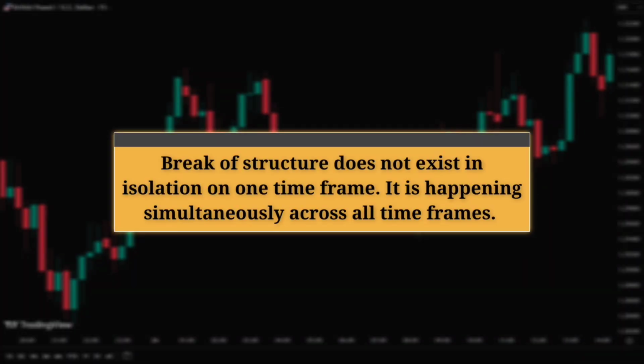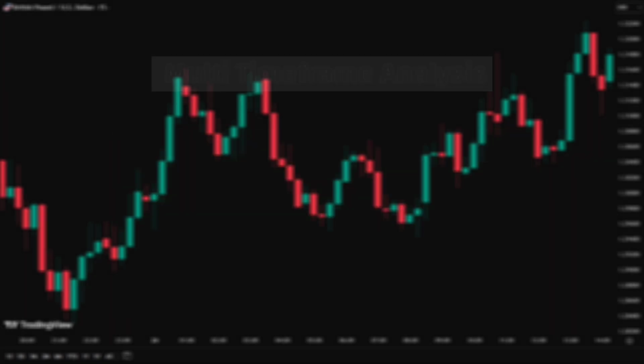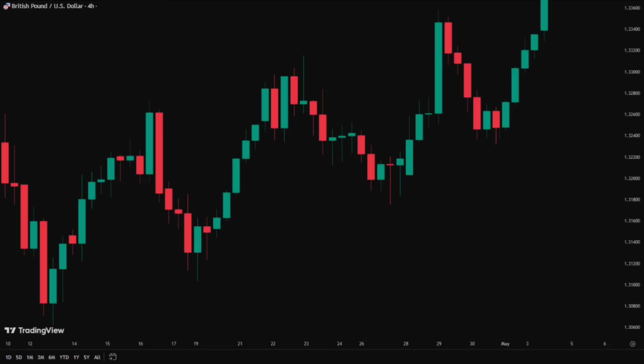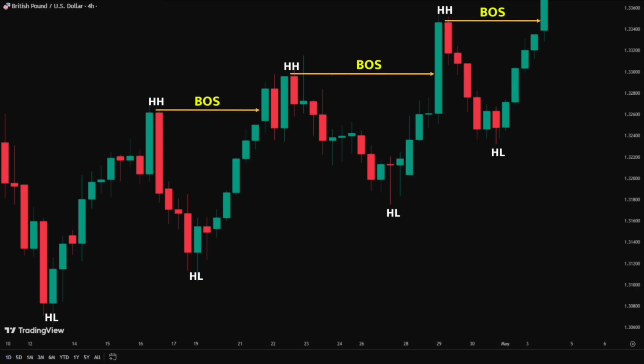Break of structure does not exist in isolation on one time frame. It is happening simultaneously across all time frames. The key is knowing which time frame to use for your bias and which one to use for your entry. The higher time frame break of structure tells you the overall direction. If the 4-hour chart is breaking structure consistently to the upside, the trend on that time frame is bullish. That is your primary bias. You are looking to buy.